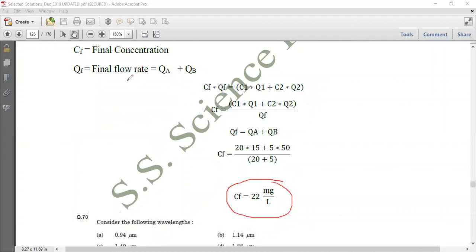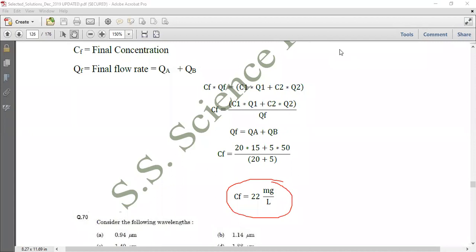Hope it is clear to everyone. It's a very easy question, you can easily calculate it. Anyone having any doubt in this question? It's 22 mg per liter. Anyone having any doubt in question number 69?